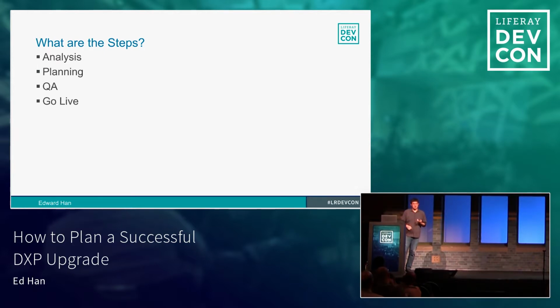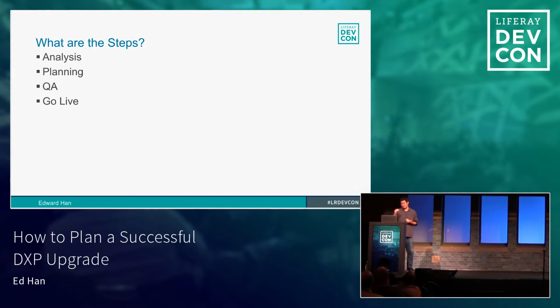One is analysis, so taking a look at your code and the features that you're using and figuring out what needs to upgrade and estimating the effort behind that. Planning, so figuring out what your plans are for your development cycles, your QA cycles, performance testing, having that all scheduled out and knowing what you're doing for those phases.